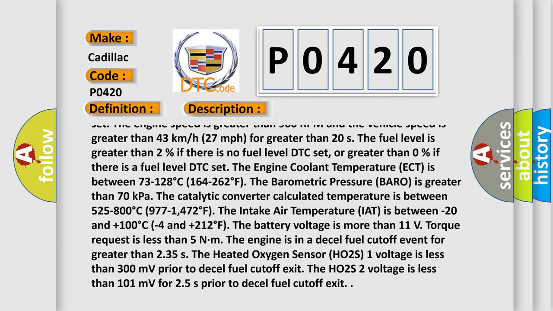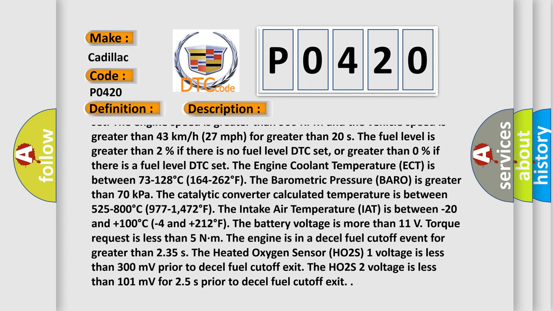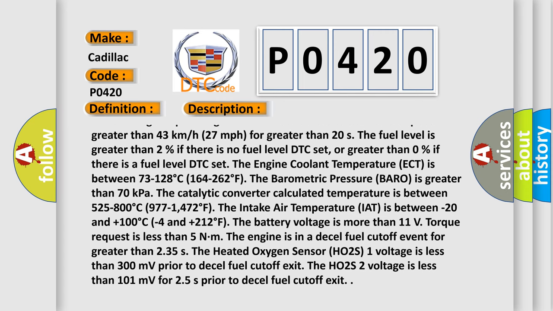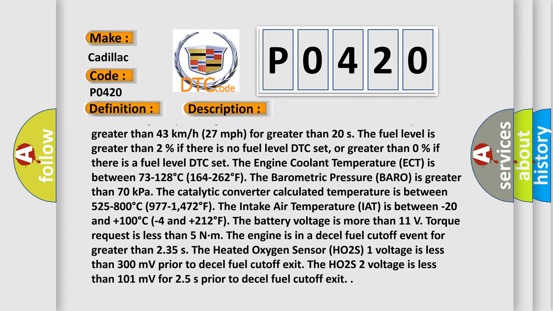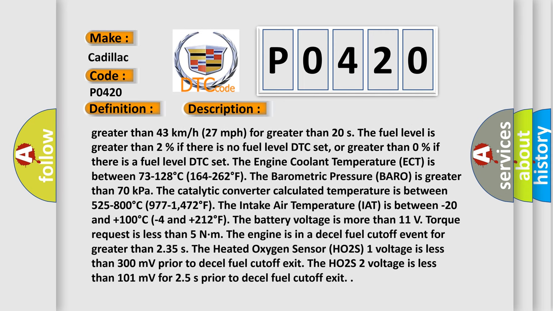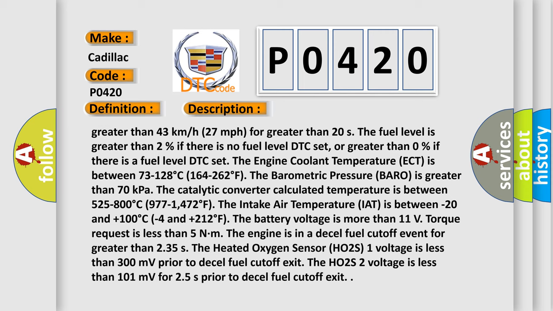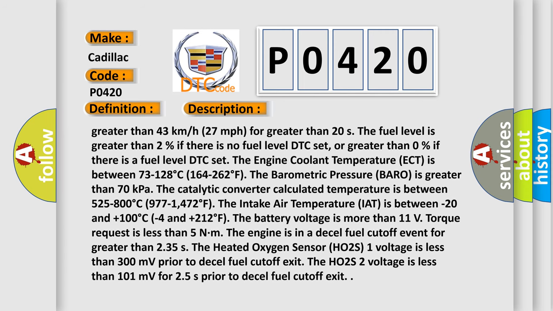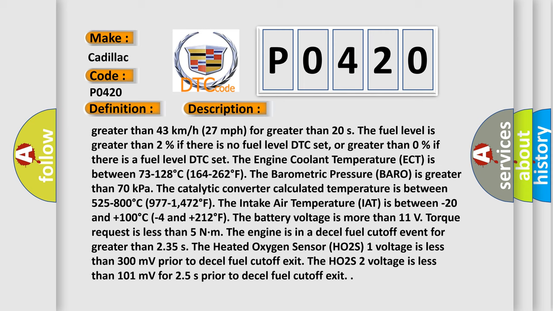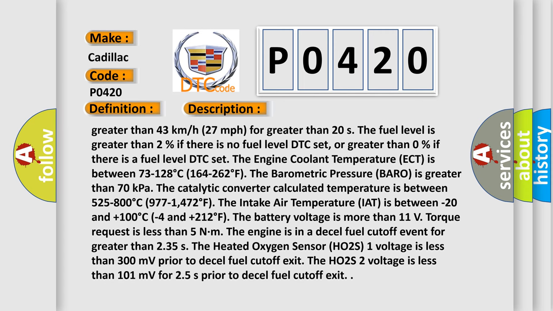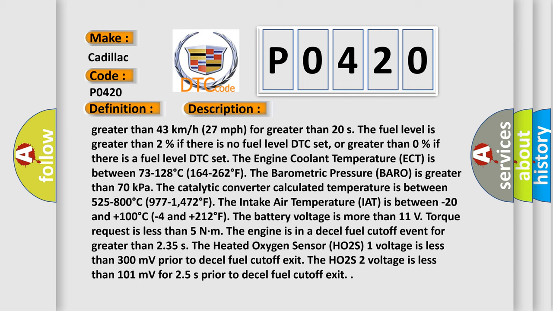The catalytic converter calculated temperature is between 525 to 800 degrees Celsius, 977 to 1472 degrees Fahrenheit. The intake air temperature IAT is between minus 20 and plus 100 degrees Celsius, minus 4 and plus 212 degrees Fahrenheit. The battery voltage is more than 11 volts. Torque request is less than 5 Nm. The engine is in a decel fuel cutoff event for greater than 235 s. The heated oxygen sensor HO2S1 voltage is less than 300 millivolts prior to decel fuel cutoff exit. The HO2S2 voltage is less than 101 millivolts for 25 s prior to decel fuel cutoff exit.